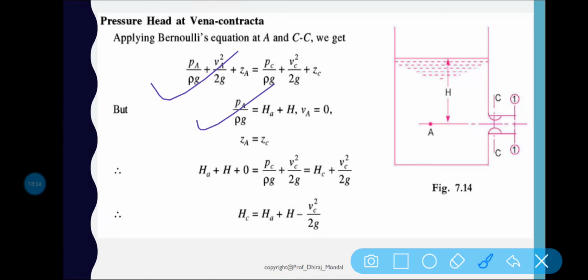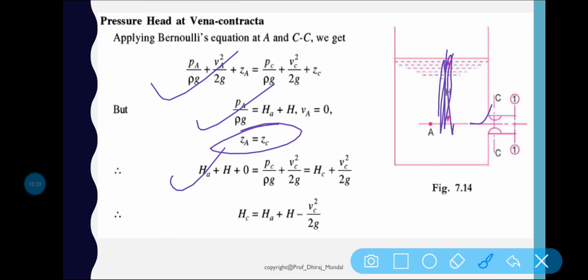But PA by rho g is equal to what? PA by rho g is equal to atmospheric pressure plus head. Taking atmospheric pressure, okay, so atmospheric pressure plus head. And VA is equal to 0. ZA is equal to ZC. Any doubt? No. Okay, so PA by rho g, put all the values here.